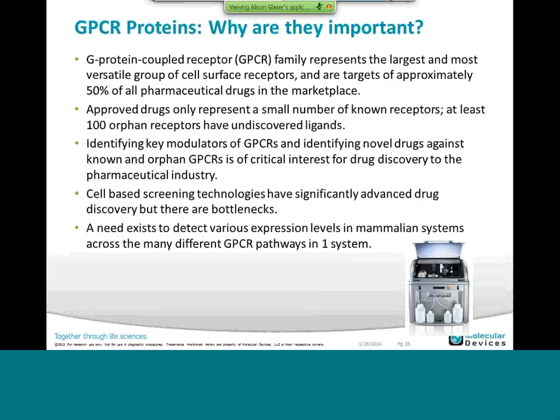Another challenge in typical screening assays is that the assay requires orders of magnitude higher concentration levels of the target GPCR on the cell surface than endogenous levels. Thus, an agonist or an antagonist effect can greatly differ in certain functional assays compared to the endogenous level seen in the patient. Thus, a need exists to detect various expression levels across the different GPCR pathways in one system.